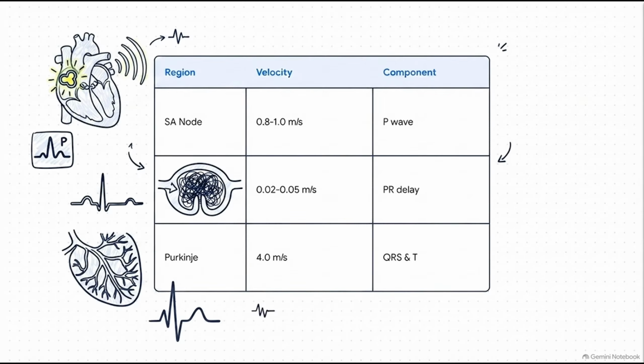And honestly, this is a brilliant piece of biological design. It literally gives the lower chambers a vital fraction of a second to completely fill up with blood before they pump. Once they're totally full, boom, the signal accelerates to that 4.0 meters per second mark, triggering the massive ventricular depolarization we all know as the QRS complex, which is then followed by the T-wave repolarization.